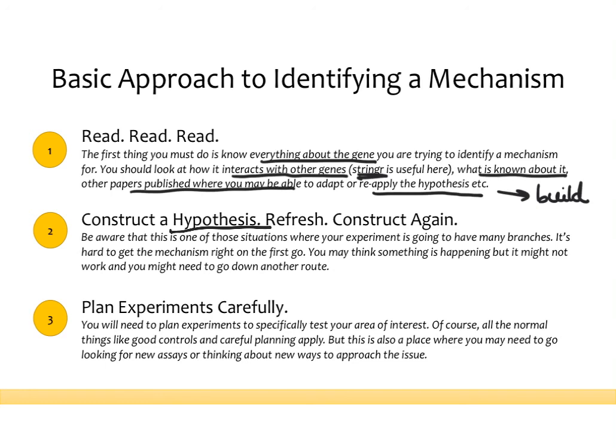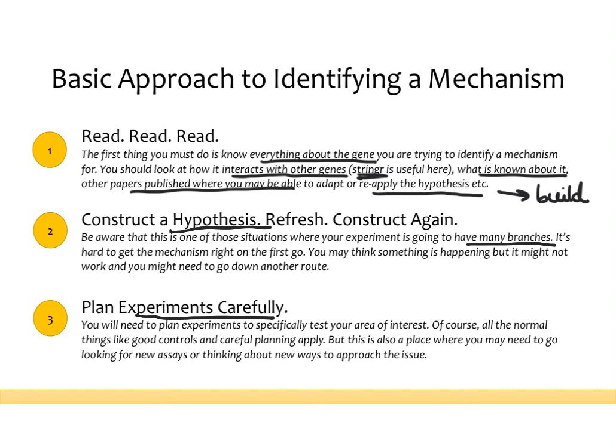So this is one of those situations where your experiment is going to have a lot of branches, it's going to take a lot of tries, and you might need to go down a few routes to find something that works. And then finally, this is always important, but especially important here, make sure to plan your experiments very carefully.